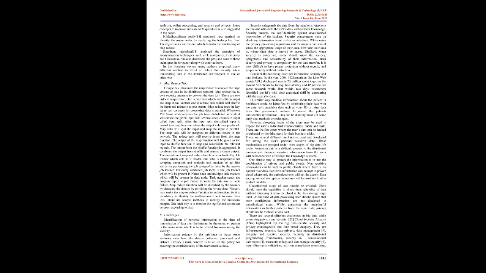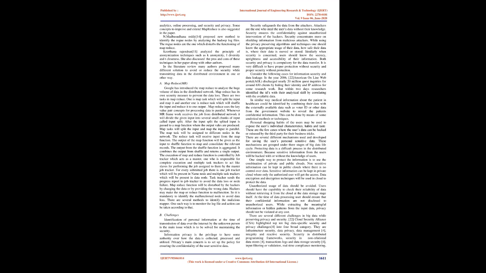The MapReduce function can be disturbed by hackers by changing the data or by providing wrong data. Hackers may make the map or reduce function malfunction. So it is mandatory to identify the malfunctioning node to avoid data loss. There are several methods to identify a malicious mapper. One such way is to monitor the log file, and action can be taken accordingly.